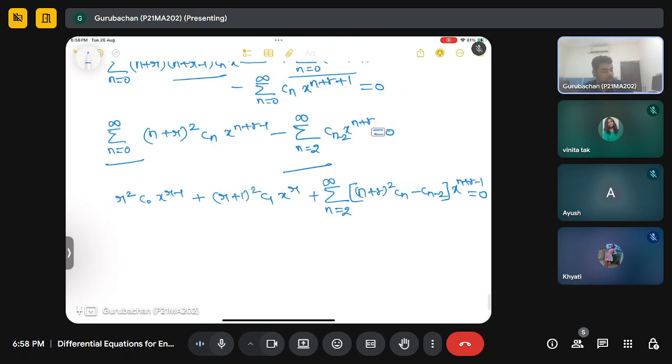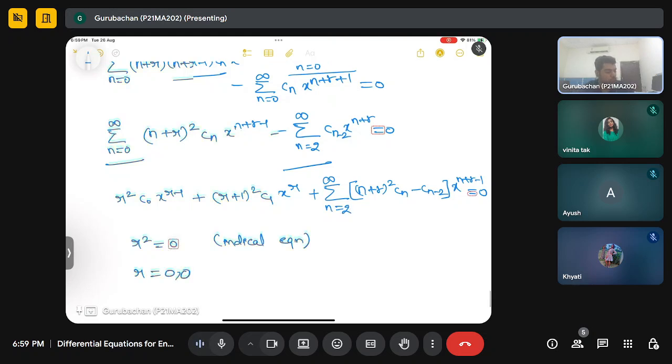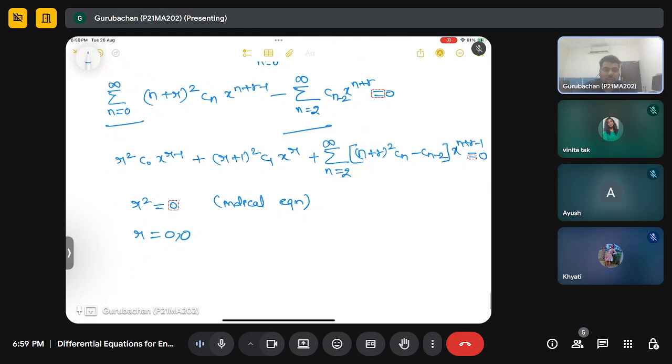Now the first term will give you the indicial equation, that is r square equal to 0. That means r equal to 0, 0, that is the roots are repeating. So we will first find the solution with respect to r1 equal to 0. Then I will let you know how to find the other linearly independent solution.